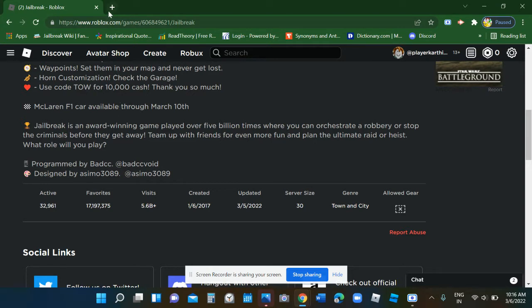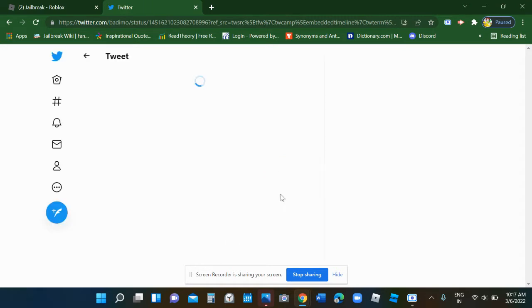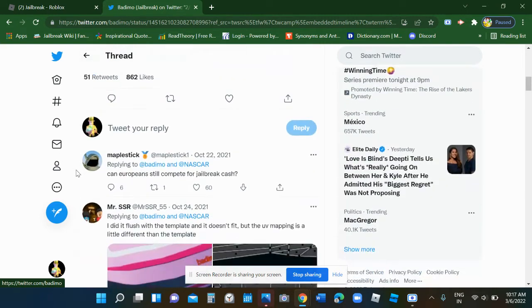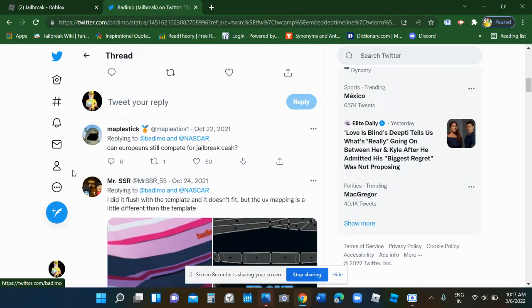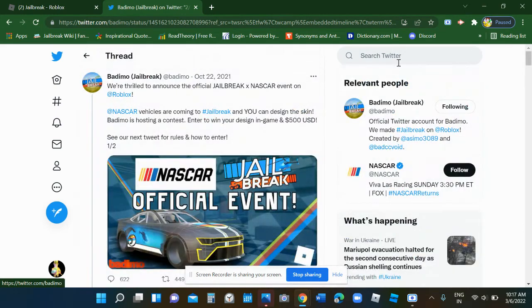So the McLaren F1 car is only available until March 10th. After March 10th, you cannot get the McLaren F1 car. After that date, it's deleted. If you guys do not know where the McLaren spawns, it actually spawns in the city, by the jewelry store, by the party invites, all that stuff. It's somewhere around over there. And there's a free version of it, and the other one costs 200k cash.